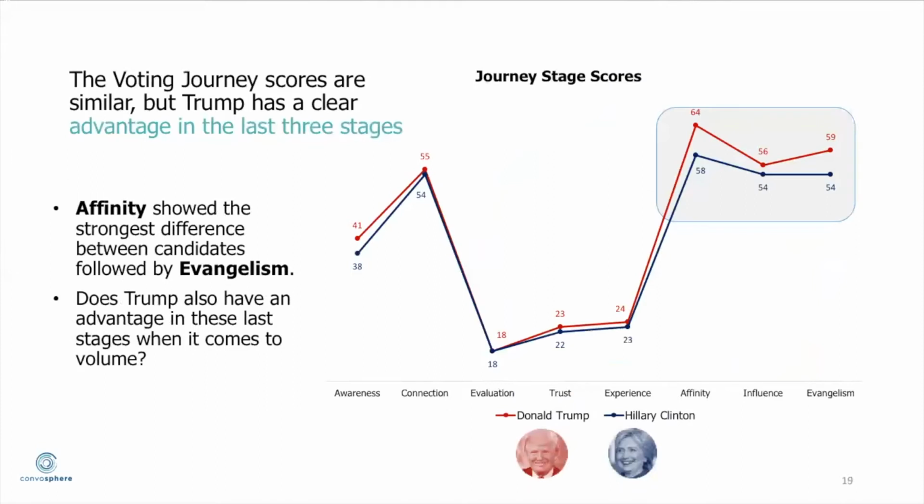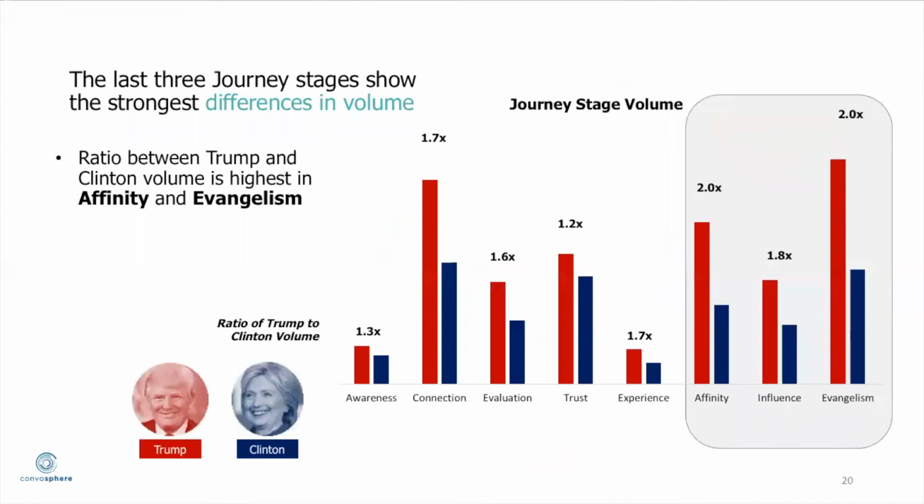When we plotted that aggregated journey stage score, then indeed they do differ in these last stages and show the strongest variance in affinity and evangelism. Does Trump also have an advantage in these stages when it comes to conversation volume? Yes, the ratio between Trump and Clinton conversation is highest in the final 3 stages, especially in affinity and evangelism. So let's have a look into one of these stages and the actual conversation that land into these stages.